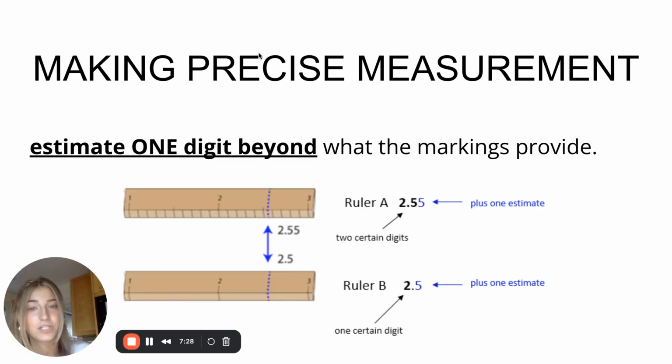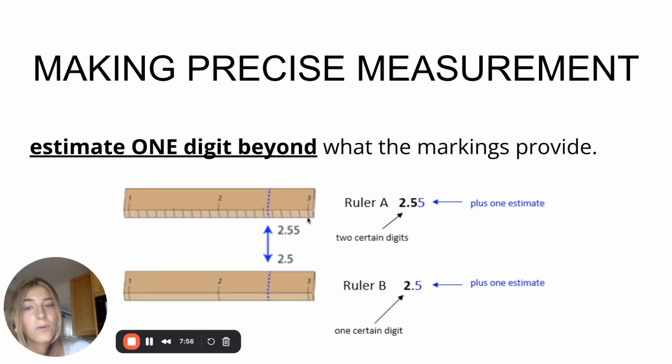Making precise measurements. So for making precise measurements, we want to estimate 1 digit beyond what the markings of that tool provide. So we have an example of that here. So you can see ruler A, they provide the markings of the 10th place of the decimal, because between 2 and 3, there's 1, 2, 3, 4, 5, 6, 7, 8, 9, and 10 markings.